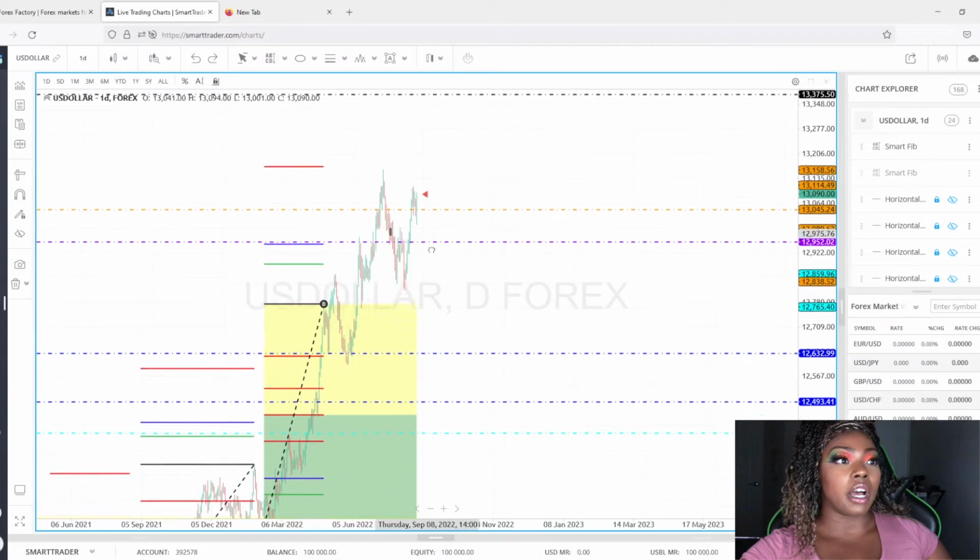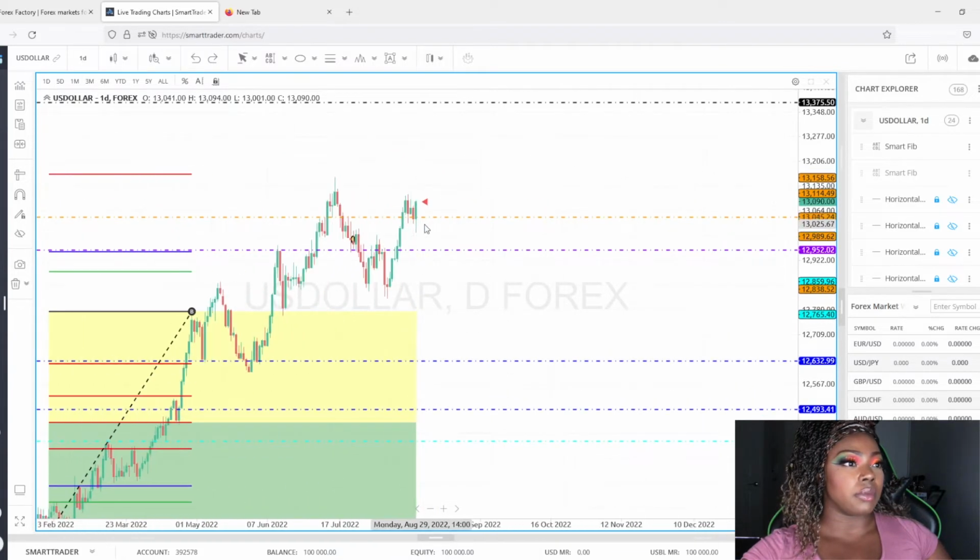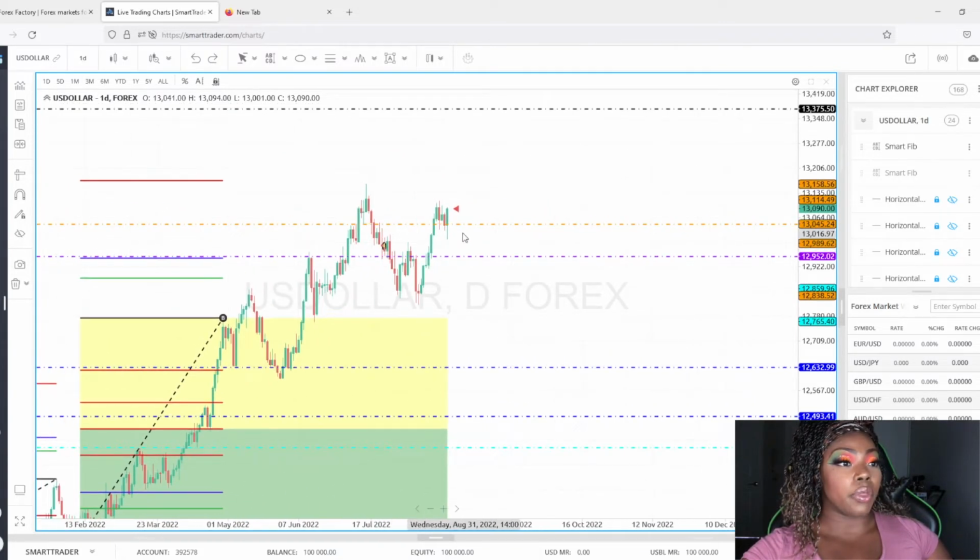before pushing back up. Now, let's see what's going on here. We did break through some resistance zones. So this one right here was a monthly resistance, and then this one right here, that 13045, that one is a 4-hour resistance zone. So we just broke through that one. So now we have to see if we're going to get a retracement or if we're going to continue upwards.